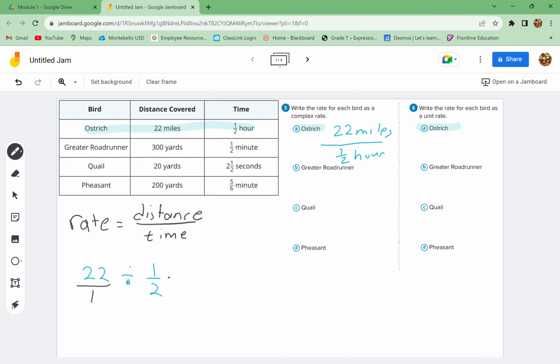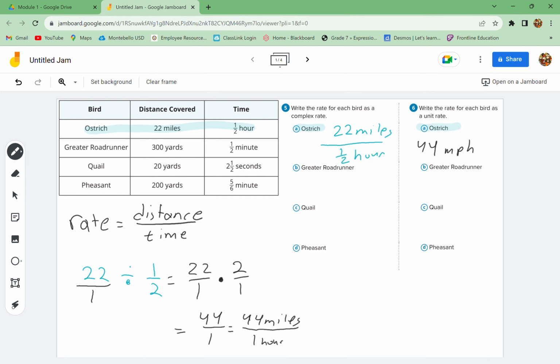So when I rewrite it, I have 22 over 1 multiplied by 2 over 1. Then I just go ahead and multiply it. 22 times 2, I would get 44. 1 times 1 is going to be 1, which then simplifies to 44 miles in 1 hour. And there's our unit rate right there. So this is going to be 44 miles per hour.